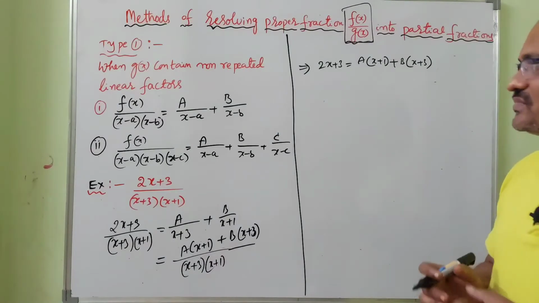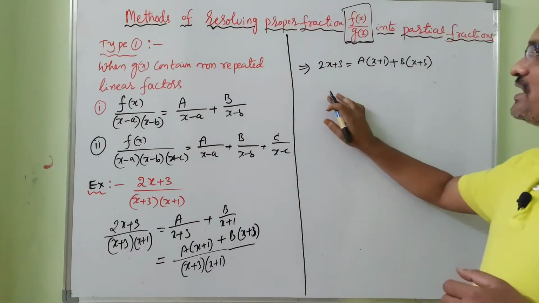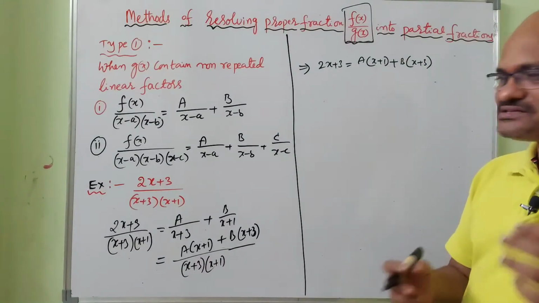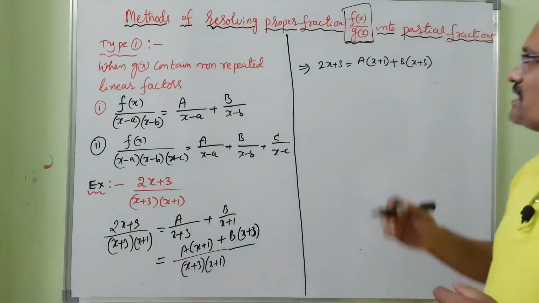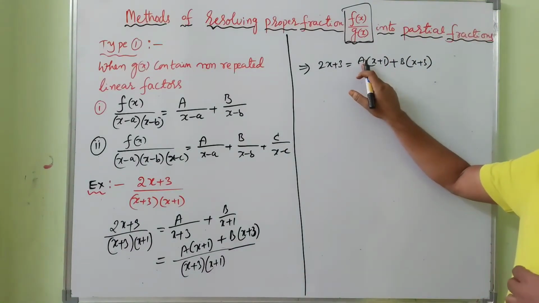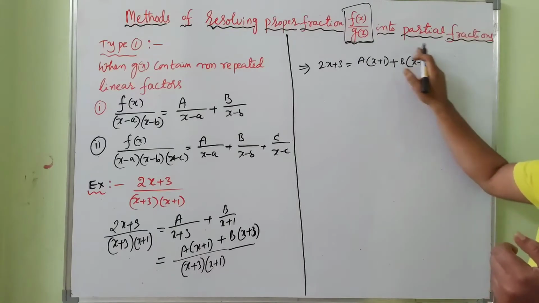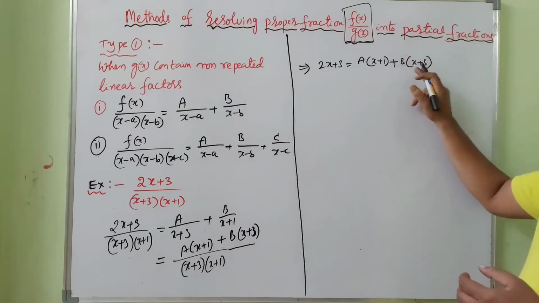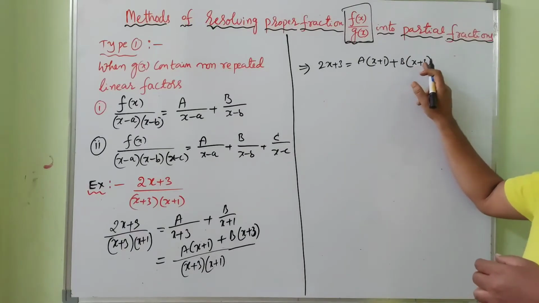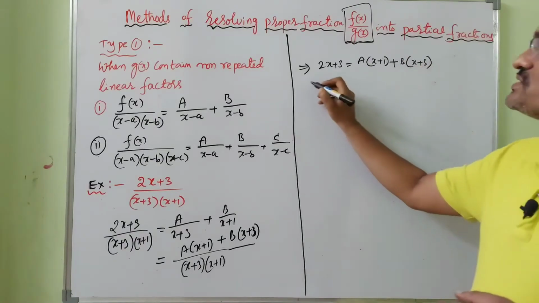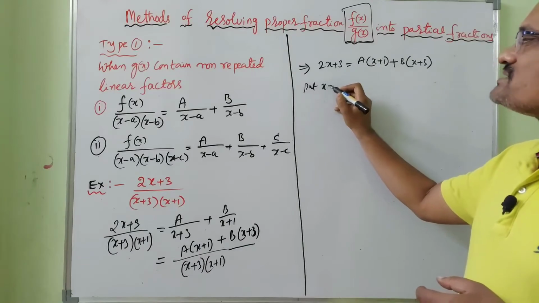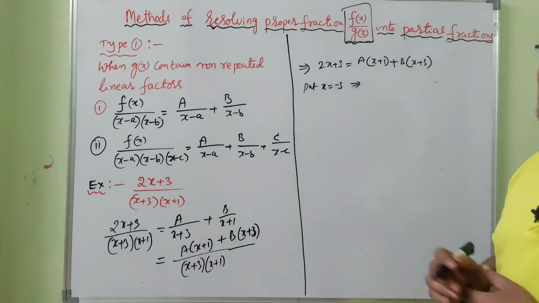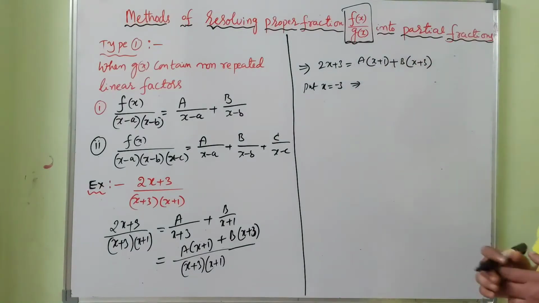Now observe carefully. Here I use the substitution method because these are all linear factors. To get A, what to do? I have to make the second term 0. How can I make the second term 0? By putting x equal to minus 3, this term becomes 0. So what I am doing is putting x equal to minus 3 on both sides.